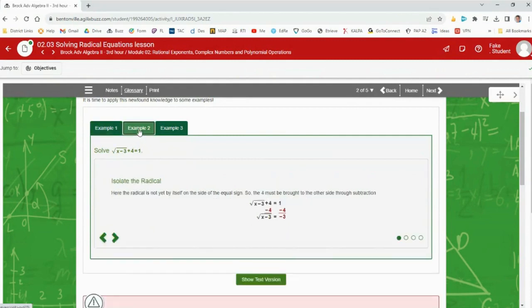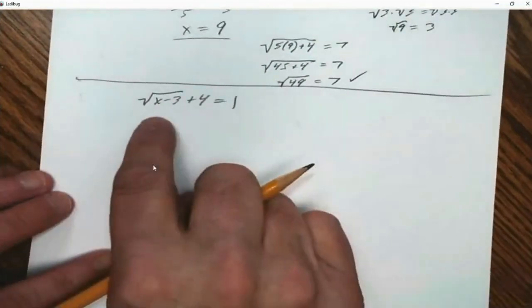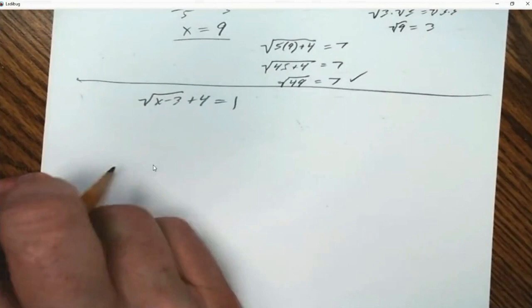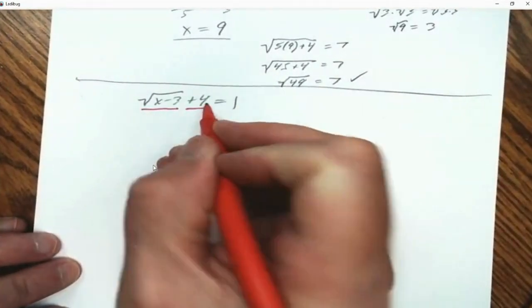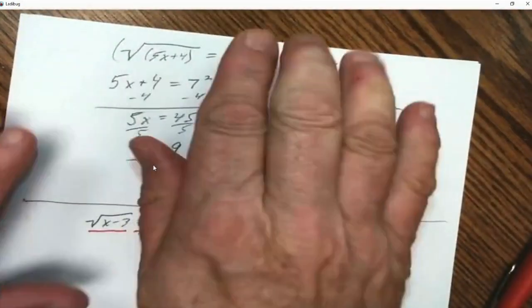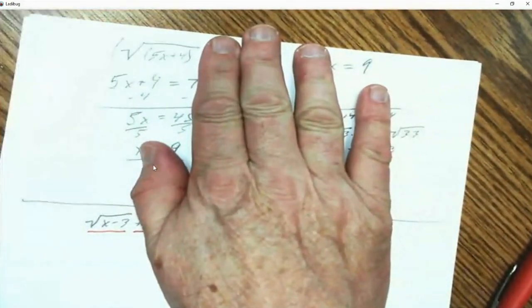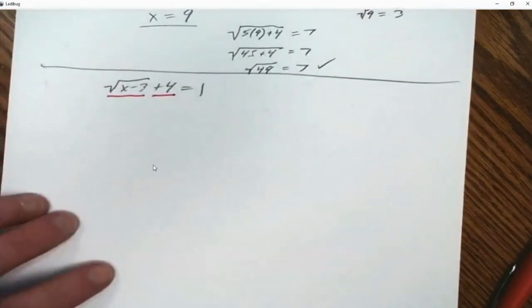All right. See, they give another example. Okay, this is good. Let's work another example here. The square root of x minus 3, plus 4 equals 1. Okay, we don't want to square both sides yet because while this is under the radical, this is not. These are two separate terms. Before we square both sides, we want to have the radical by itself. That's the only thing on that side of the equal sign. This is not the case. We have something else on the other side.